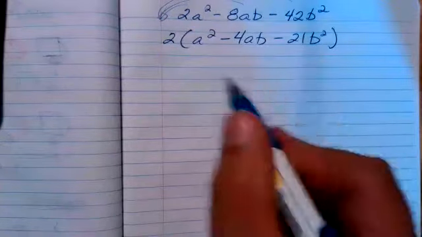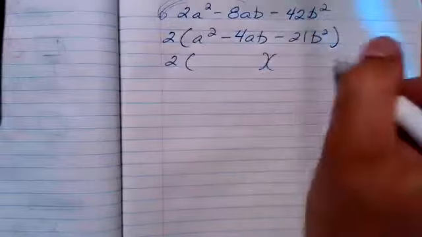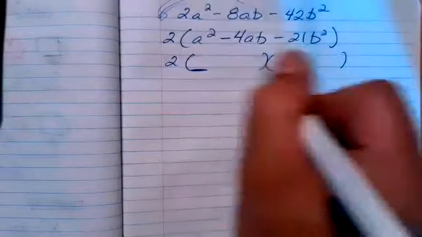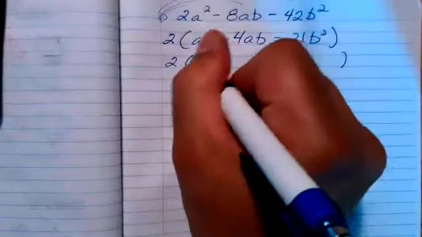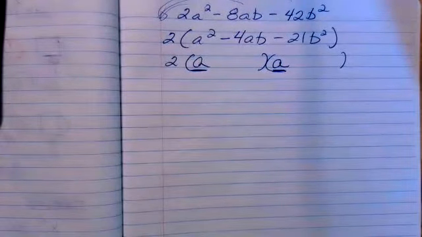Then since this is a trinomial with the leading coefficient of 1, we're going to create 2 sets of parentheses. What I put here and what I put here has to give me a squared. So there's not a whole lot of math there.